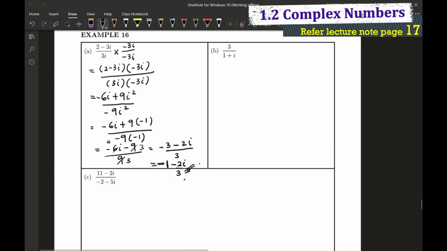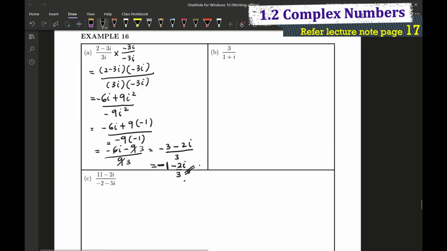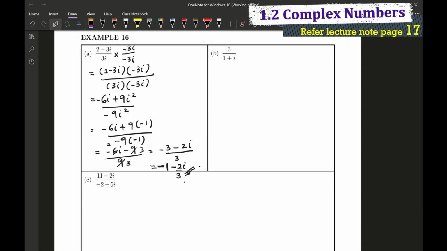Let's go to Example 16c. Like our a, what should we do to solve this fraction? We need to multiply by the conjugate. Conjugate of what? Numerator or denominator? Absolutely the denominator. Please don't get confused. Conjugate of the denominator. Any fractions, we solve with the complex conjugate of the denominator, meaning we don't do anything with the numerator. It just follows.